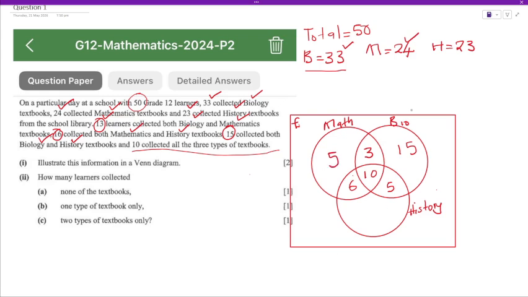We now go to the history set. The total should be 33. Inside the history set, we already have a 6 there, we have a 10, and we have a 5. So we add all those and then subtract from the total. What does that give us?